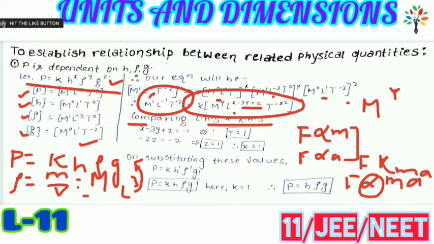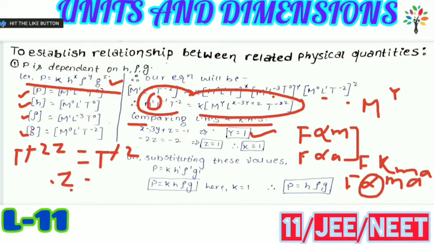So here we have M raised to power 1 is equal to M raised to power y. If bases are the same, then powers are equal. So y is equal to 1. Now next one, T raised to power minus 2z is equal to T raised to power minus 2. So minus and minus will cancel. z is equal to 2 by 2, so z is equal to 1.